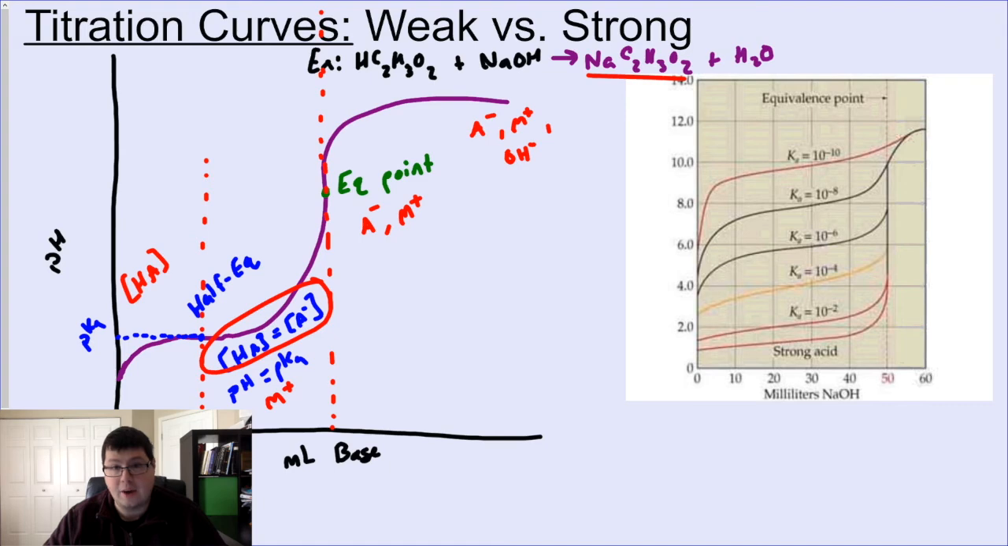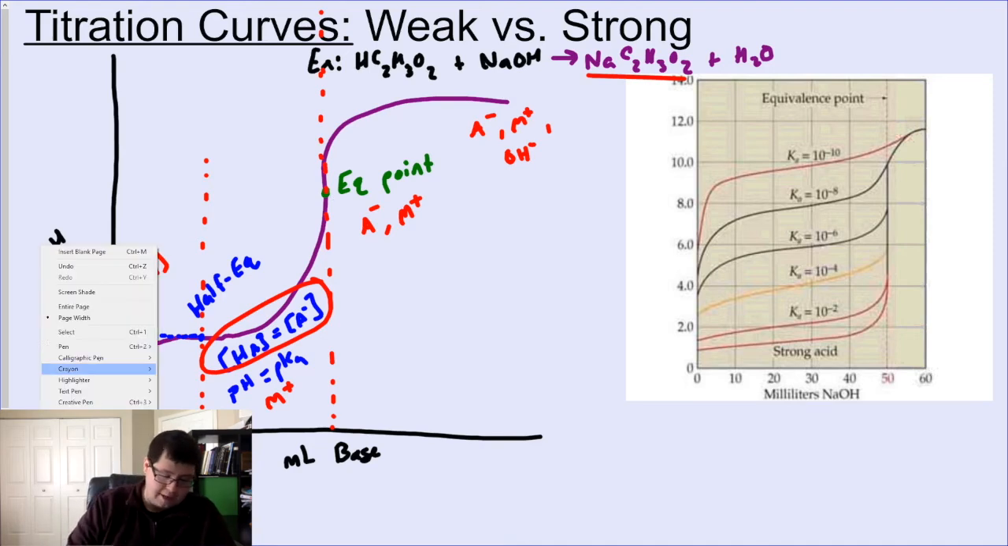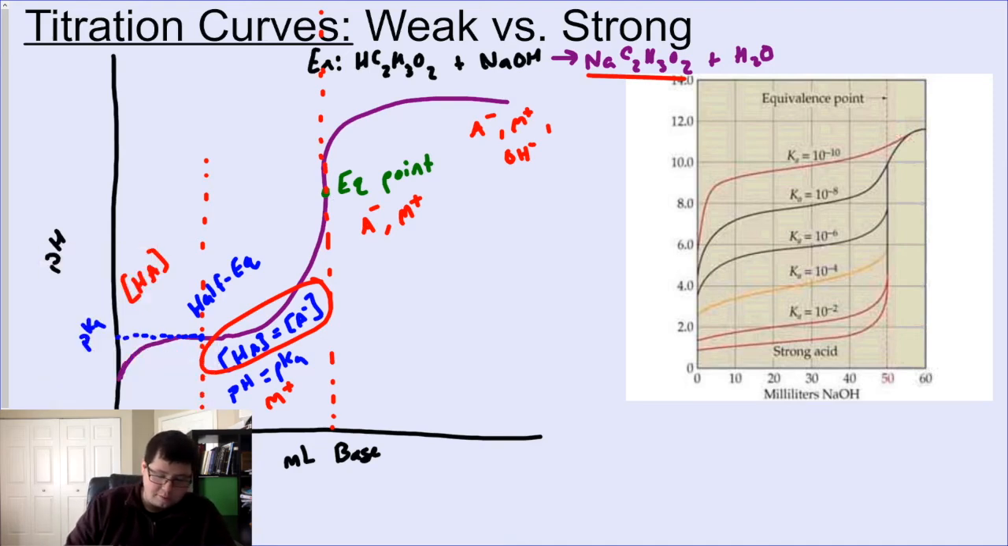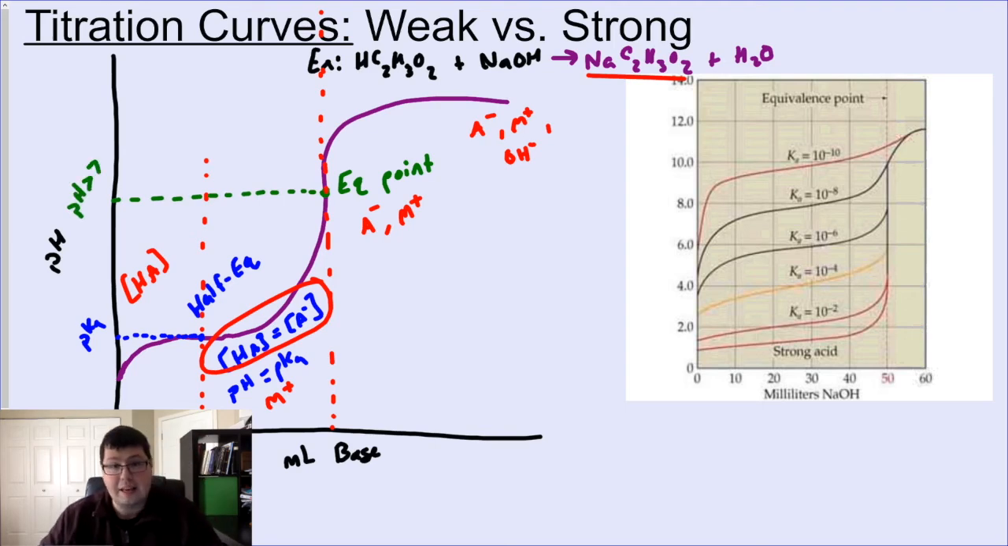Now, one last thing to mention here before we take a look at bases and polyprotic acids is where this equivalence point actually is. You'll notice at this equivalence point, I have a major species of A-, and that A-, because this is a weak acid, is weakly basic. And so this equivalence point is going to occur at a pH greater than 7. It must, because that solution is going to be slightly basic due to the A-.